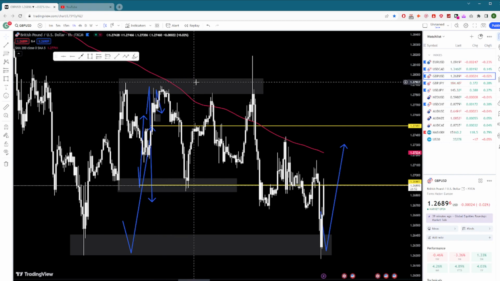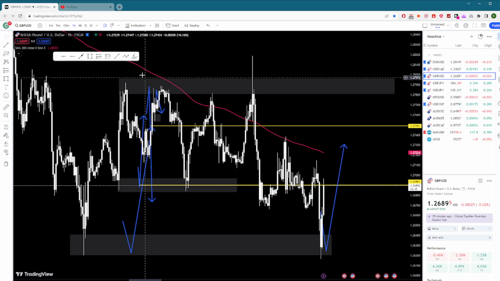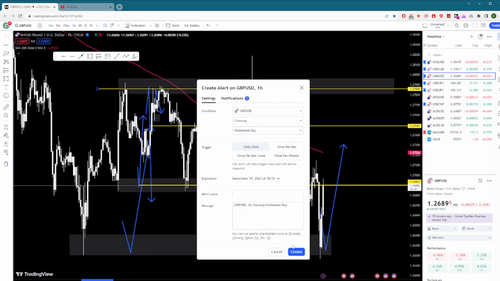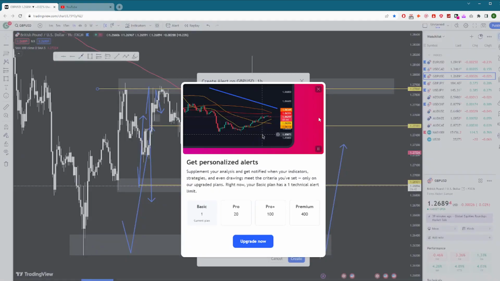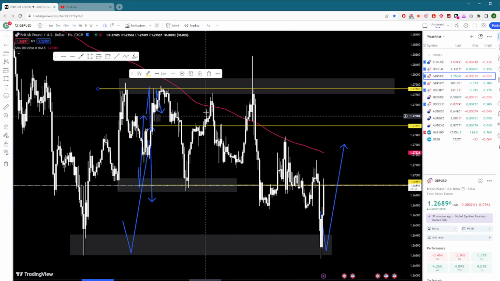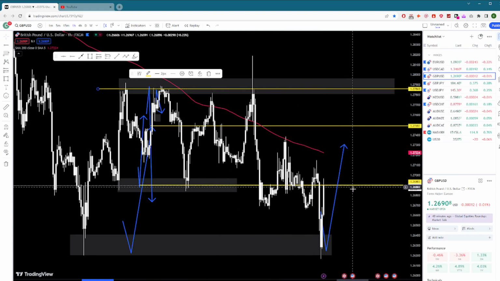Even when I marked up this resistance area, if it goes up to this sometime in a later day, I'll put an alert here, actually, because I'm probably going to look for the break. It doesn't matter anyway. I'm going to probably look for the break if it goes up and breaks out of this. Or if it rejects again, I'll get in for a sell.